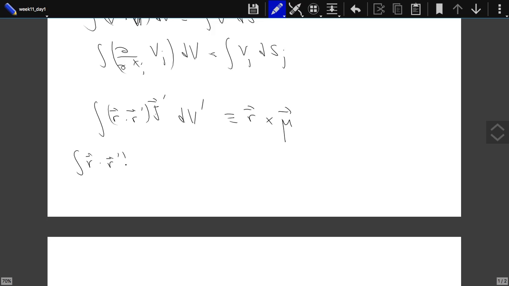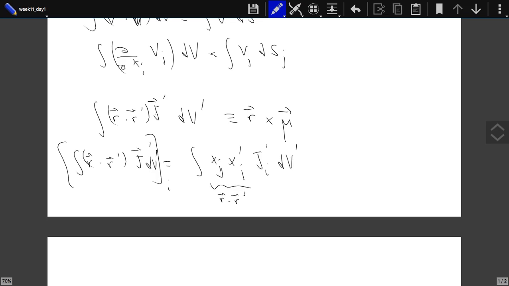Now, let's look at that term, r dot r prime j prime. In terms of components, this is a vector. Let's look at the i component of this. The i component of this will be equal to the integral of x_j x prime_j j_i prime dv prime. This part is nothing but r dot r prime. And this is equal to x_j x_j prime j_i prime.